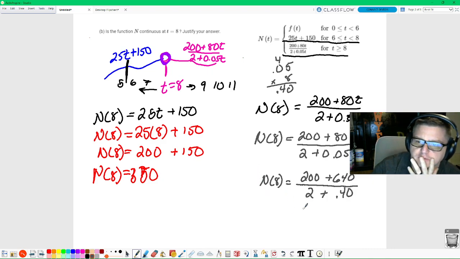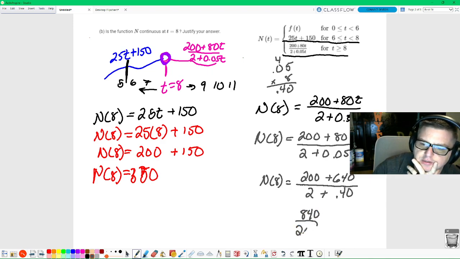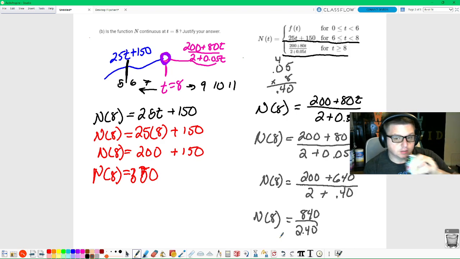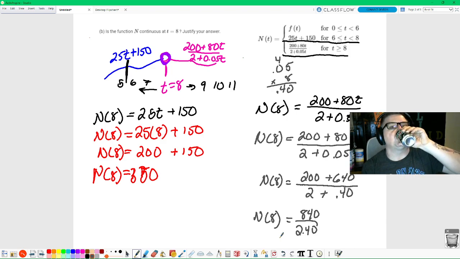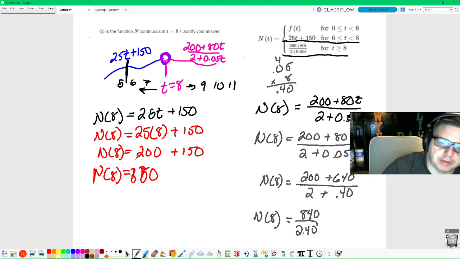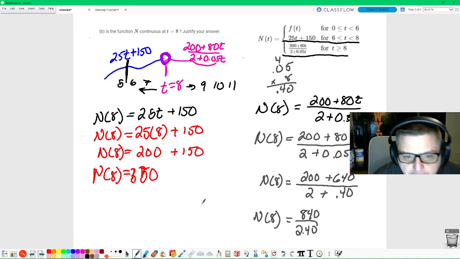Man, sometimes, I was just talking about this today too. AP Central is very interesting, and why focus on these basic algebra skills? Is this showing me my calculus knowledge? I'm not sure. And all we're trying to get is it equal to 350.